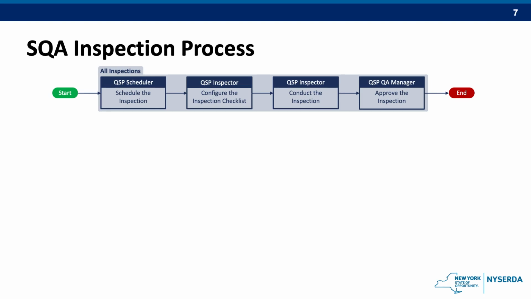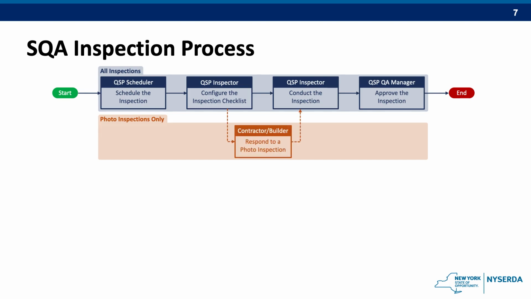If the inspection being performed is a photo inspection, there are additional tasks that may be required of the contractor or builder during the inspection. When a QSP scheduler schedules a photo inspection, an automated email is generated within Salesforce and sent to the contractor or builder, informing them of the scheduled inspection and including a link to the inspection checklist the contractor or builder can use to upload photos of the work they performed. The inspector performing the inspection will rely solely on these photos to verify if the work passes the inspection criteria.